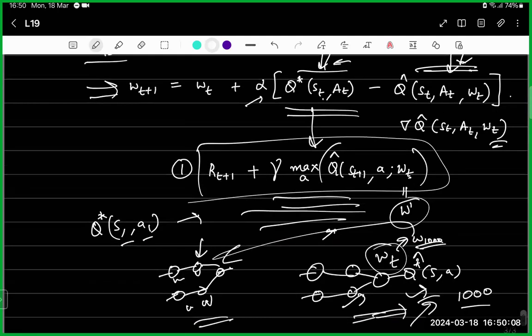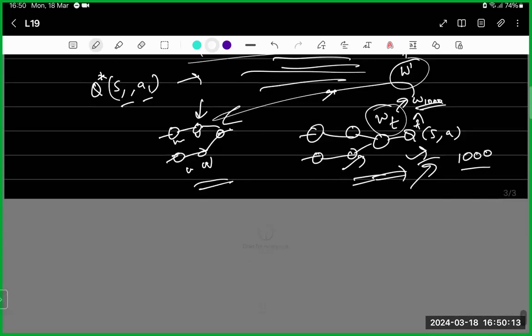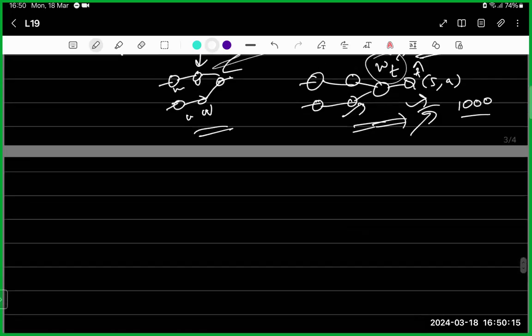So any doubts at this point? This is one issue which we are solving using the target network. So you are maintaining two copies of your Q network. One is a target network and one is the thing which you are learning.